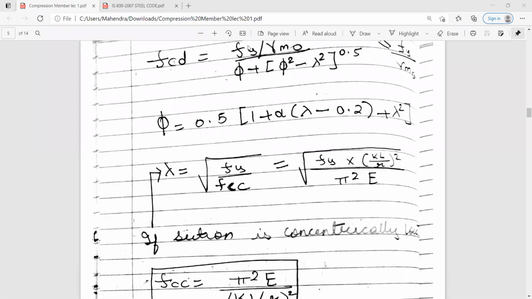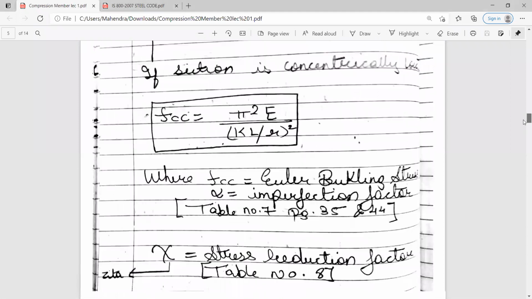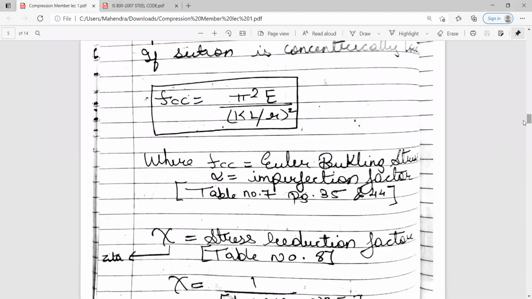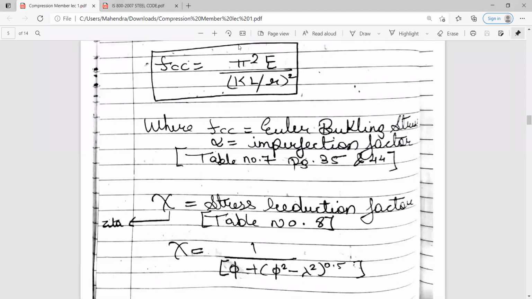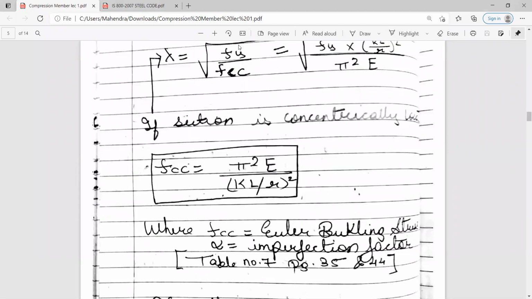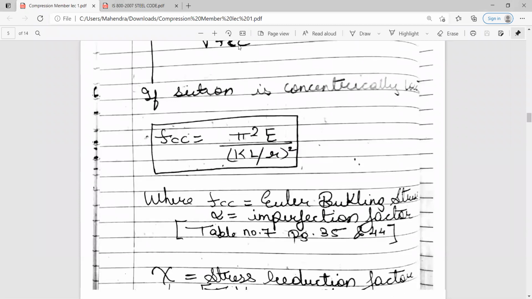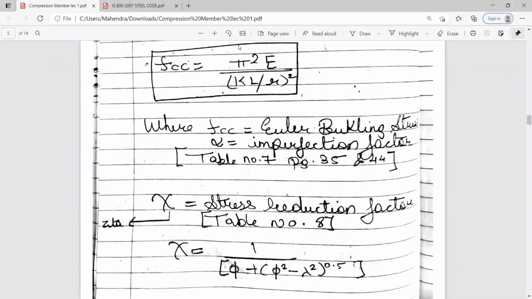Yes, ma'am. Okay. Now the formula to calculate FCC. The formula to calculate FCC is pi square E upon KL upon R square. So here FCC is nothing but the Euler's buckling stress. Euler's buckling stress is denoted by FCC and alpha. Alpha over here is nothing but the imperfection factor.